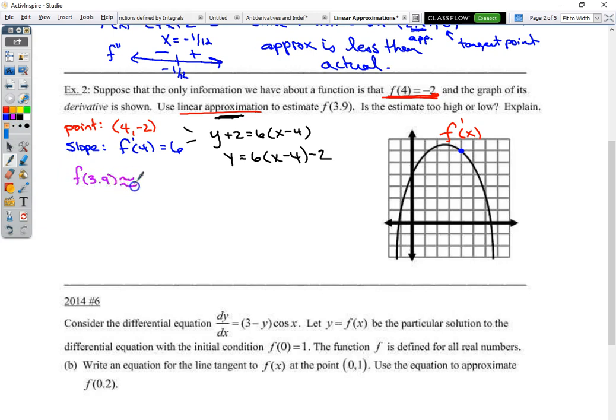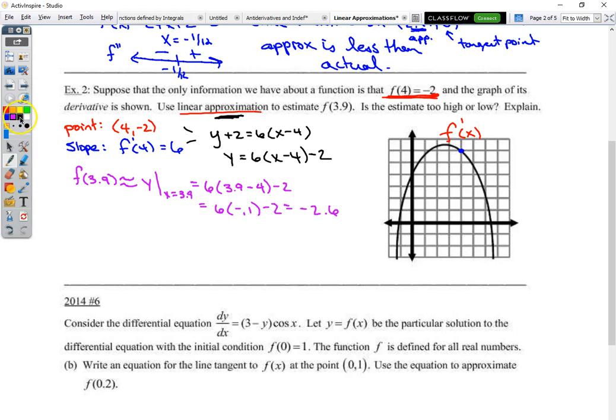Now this time I don't have an equation. I don't have anything to use, so I couldn't even hand calculate this if I wanted to. All I can do here is try to evaluate y when x is 3.9. So we look at 6 times 3.9 minus 4, minus 2, which turns out to be 6 times negative 0.1 minus 2, negative 2.6. That would give us the second point.